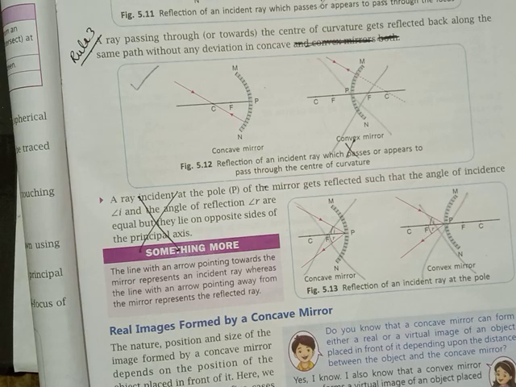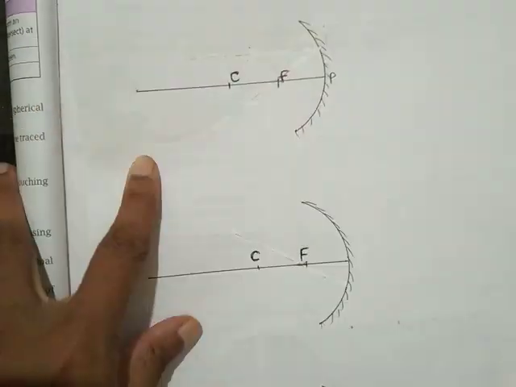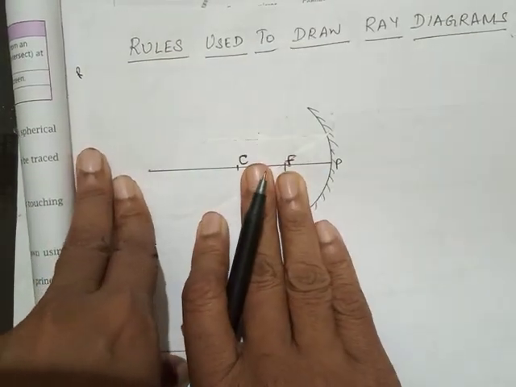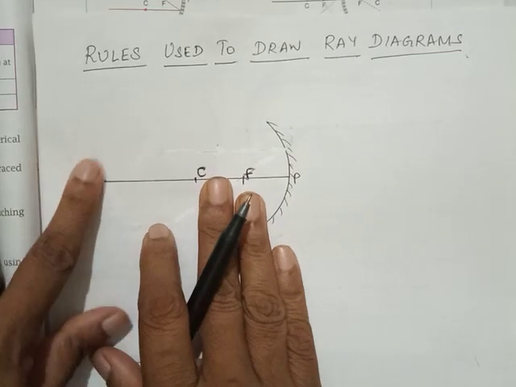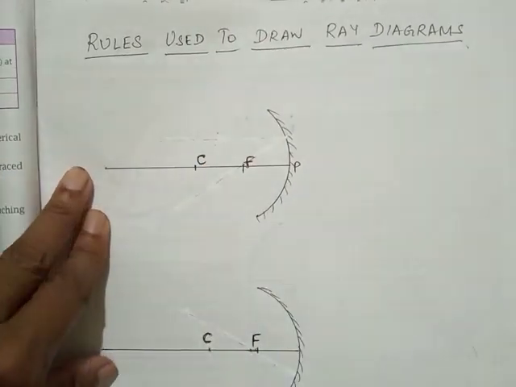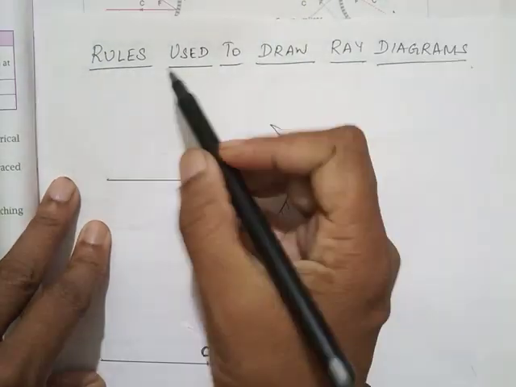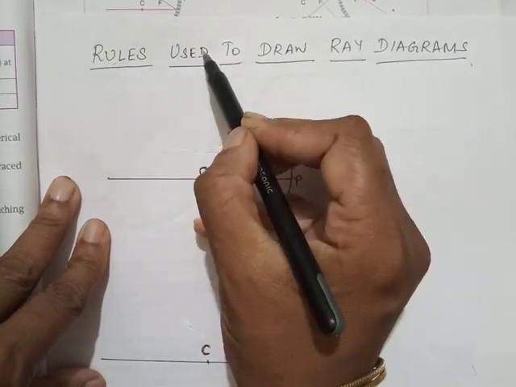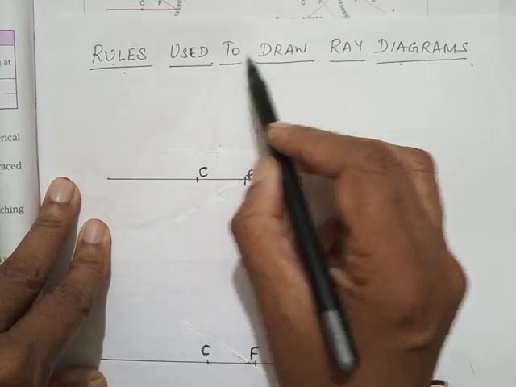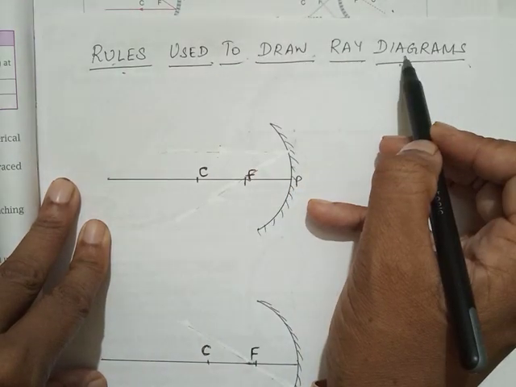So these rules are very important. So in your notebook, I want you to draw this. Now you can do along with me. Okay, you take your notebook, keep pausing the video whenever needed, and then do along with me. Then it will be easy. Write the heading: rules used to draw ray diagrams.